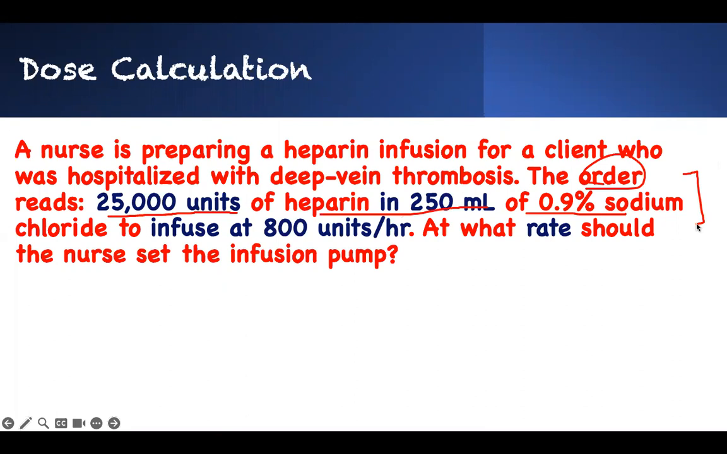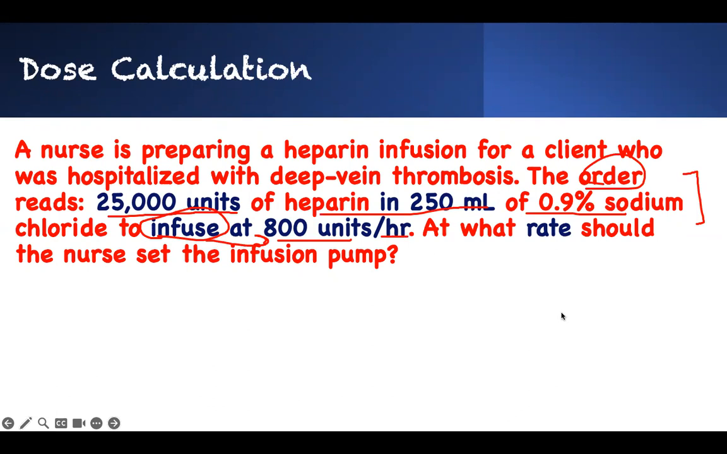Whenever you see that they add the dose to a volume, that means that's what it comes in. An order reads 25,000 units of heparin in 250 ml of normal saline. That is your available. This is how it's available. This is what the pharmacy will give you, so don't worry about it. And then to infuse, that means that's the order you're supposed to give to the patient: 800 units every hour. So at what rate should the nurse set the infusion?